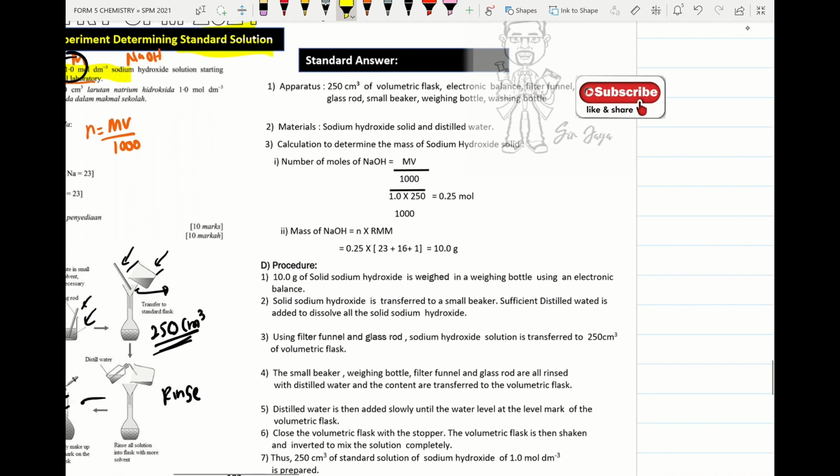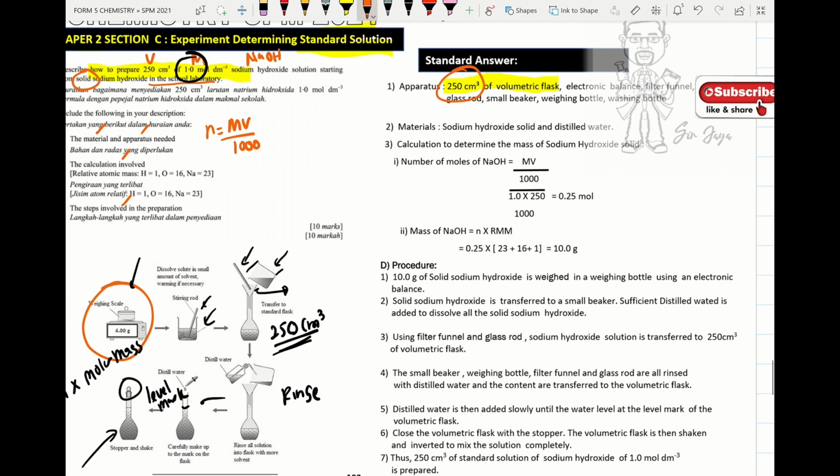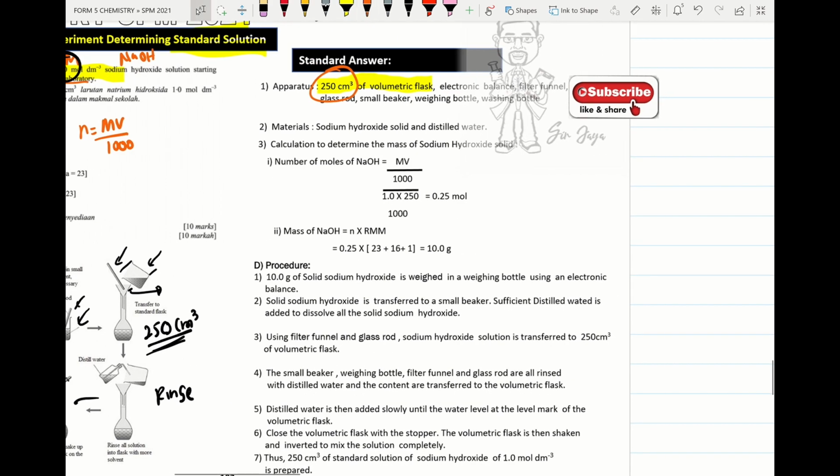So I start with the apparatus. The apparatus must mention 250 cm³ volumetric flask, following the volume given, electronic balance, filter funnel, glass rod, small beaker, weighing bottle, washing bottle. All of that is very important. Then we need to state the materials: solid sodium hydroxide and distilled water.